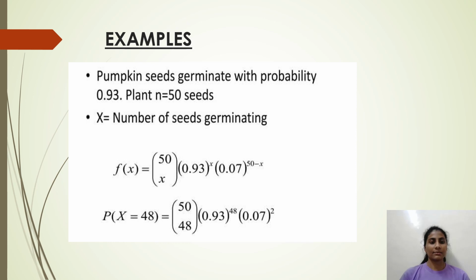Let's take another example. Pumpkin seeds germinate with probability 0.93. Plant n = 50 seeds. Solution: X is equal to the number of seeds germinating. f(X) is equal to C(50, X) × 0.93^X × 0.07^(50 − X). P(X = 48) is equal to C(50, 48) × 0.93^48 × 0.07^2.